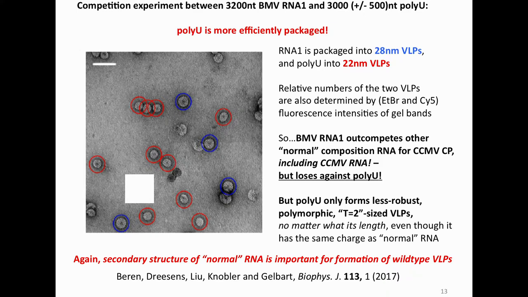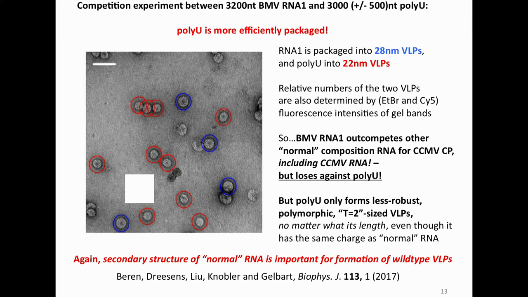Then Christian did competition experiments between poly-U and a viral RNA, BMV RNA1, which happens to be the most efficiently packaged molecule when you use CCMV capsid protein. It's more efficient than CCMV RNA1. Okay? But it loses in a competition against poly-U.